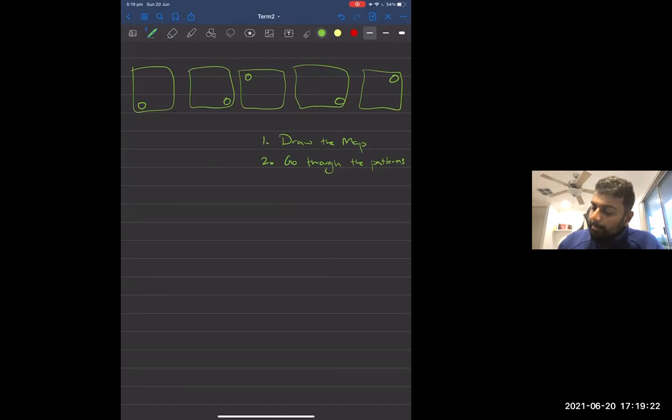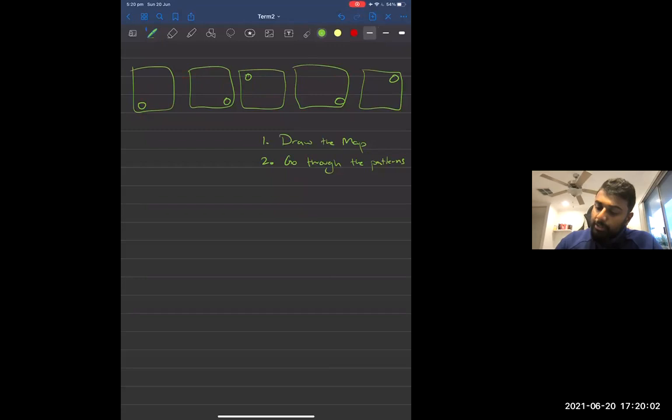The first step is you draw the map. These images you see here, these five, they're jumbled up. We don't know which order they are. Clearly the order here doesn't make sense. From here to here, +1, and then +2, and then +2, and then +1. That doesn't make any sense, right? So we need to figure out what the order is. And to do that, you draw a map. That's step one.